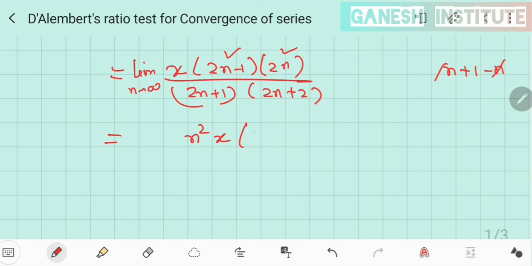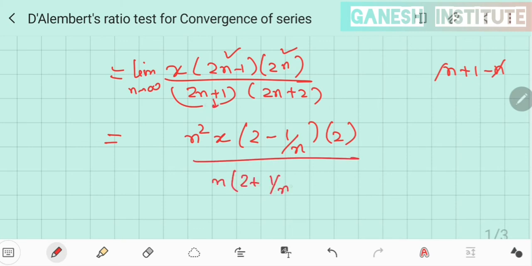And you have here 2 minus, you can write 1 by n, and this is 2, right? Then again from here take n as common, so 2 plus 1 by n, and you can take n as common, so 2 plus 2 by n, right? So have you got why I wrote here 1 by n?